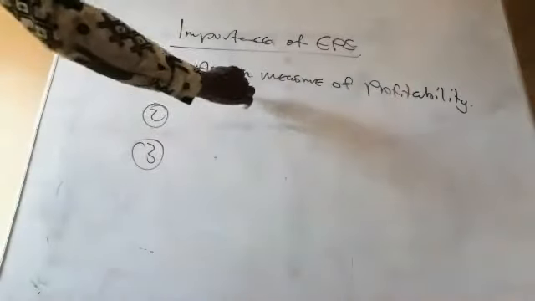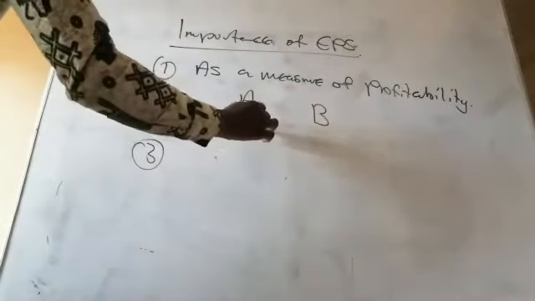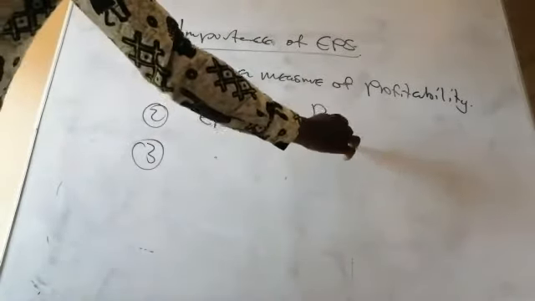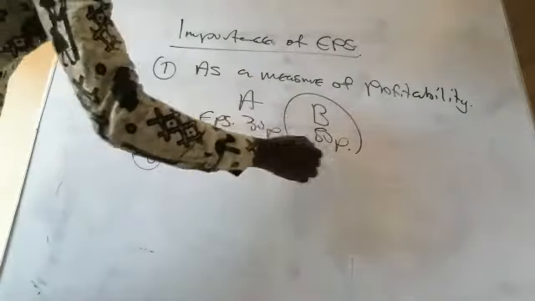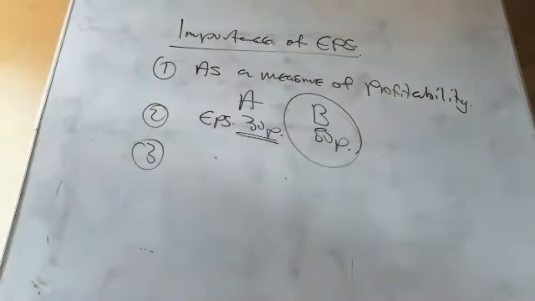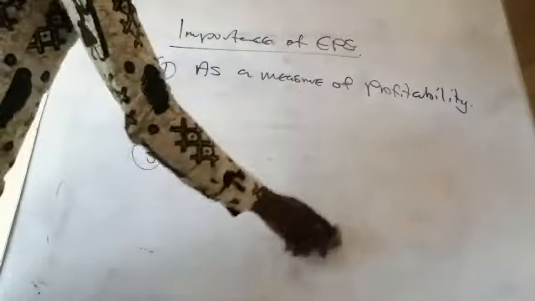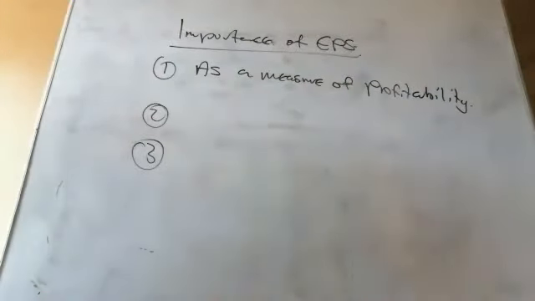So if I give you company A and company B and their earnings per share, this one is 30 pesos, but this one happens to be 50 pesos. You want to tell me that the performance of company B is far better than the performance of company A in terms of ability to generate profit? Yes. So earnings per share gives a basis of measuring profitability of an organization. Great.